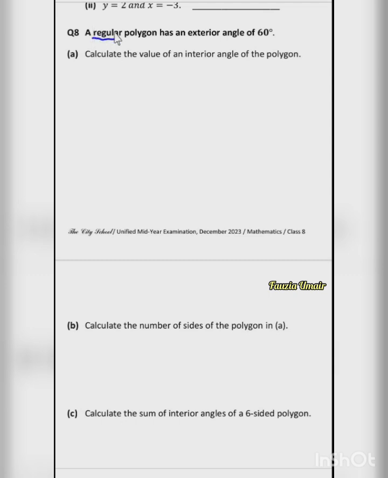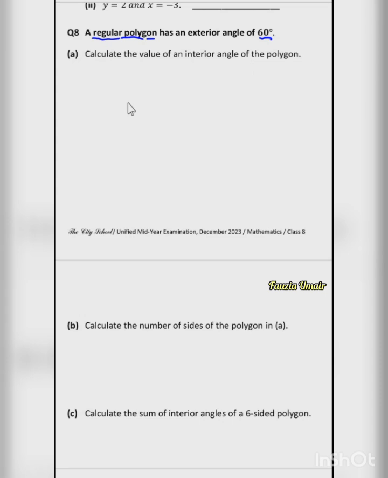So what does this word mean, regular polygon? All sides and angles are the same. The exterior angle is 60 degrees. This is the second piece of information from the question statement, that the exterior angle is 60. It means that because all the angles are the same, all the exterior angles would be 60 degrees. Now we need to calculate the interior angle of that polygon.